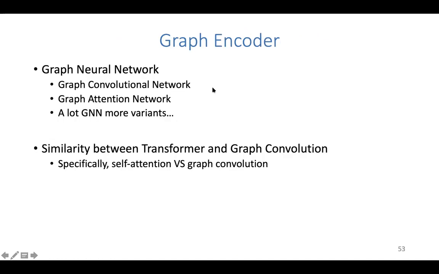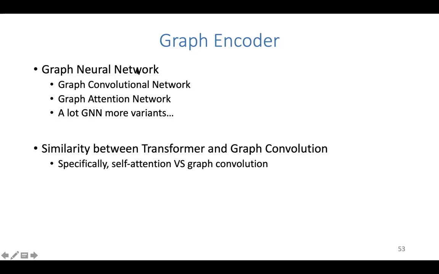Because what kind of graph neural networks do we want to use? There's graph convolution network, there's graph attention network, there's GIN, there's, oh, it says that my internet connection is unstable again. Okay, so I think it's okay to go on. So yeah, a lot of graph neural network variants, and it's actually up to you. You can use whichever graph neural networks you want. But here, we'll focus on the similarity between transformer and graph convolution, and try to make the architecture as coherent or homogeneous as possible.